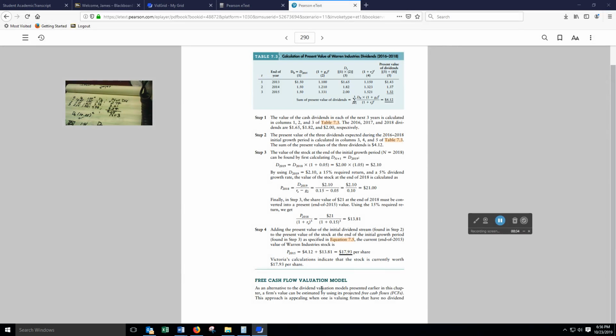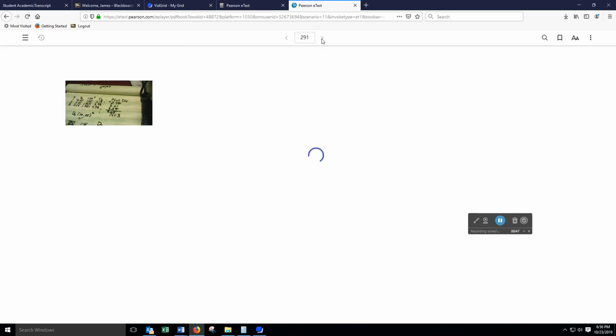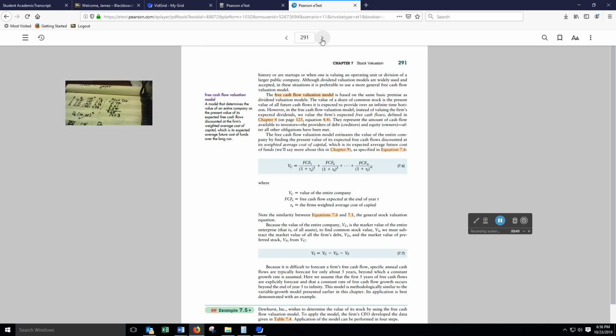To briefly introduce the model, the free cash flow valuation model is an alternative to the dividend valuation model presented earlier in the chapter. A firm's value can be estimated by using its projected free cash flows. This approach is appealing when one is valuing firms that have no dividends, so they're retaining all of their earnings history or startups, or when one is valuing an operating unit or division of a larger public company. Although dividend valuation models are widely used and accepted in these situations, it is preferable to use a more general free cash flow valuation model.